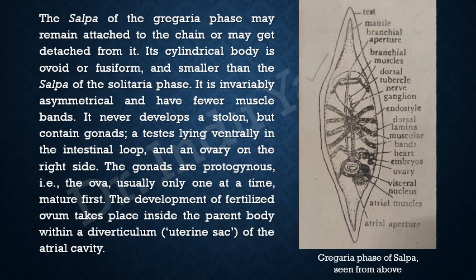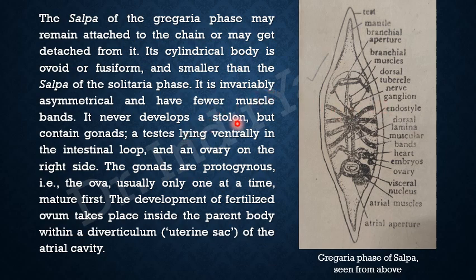So the salpa of the gregaria phase may remain attached to the chain or may get detached from it. Chain means the stolon. Its cylindrical body is ovoid or fusiform, as you can see, and smaller than the salpa of the solitaria phase. It is invariably asymmetrical and has fewer muscle bands. These are the muscle bands 1, 2, 3, 4, and definitely they are fewer than they were in the solitary phase.